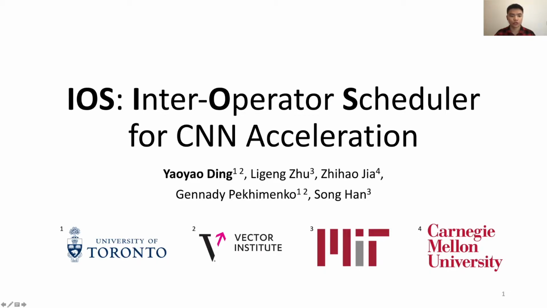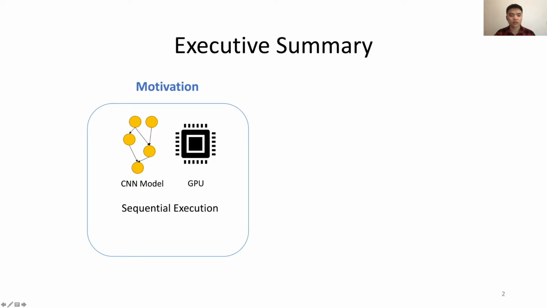Today I'm going to talk about our work, Inter-operator Scheduler for CNN acceleration. This is a joint work with collaborators from University of Toronto, Victor Institute, MIT and CMU. Our work starts from observing that the sequential execution widely adopted by deep learning frameworks underutilizes the hardware.